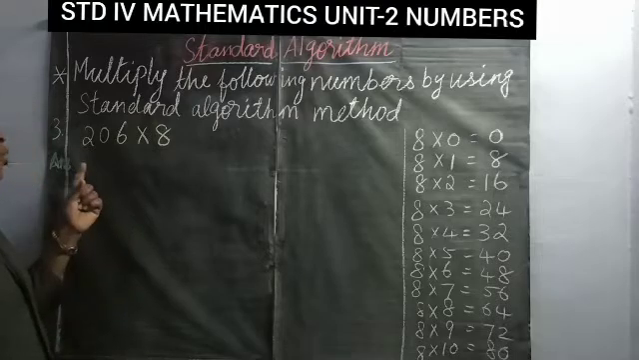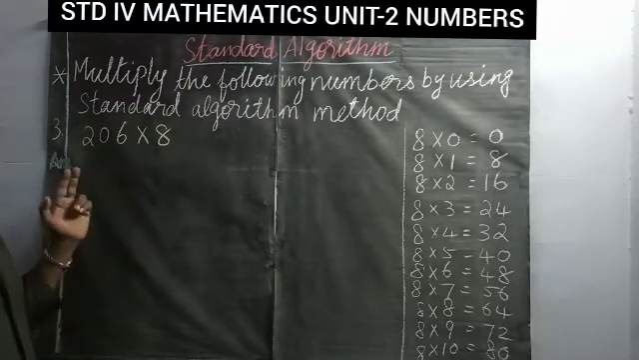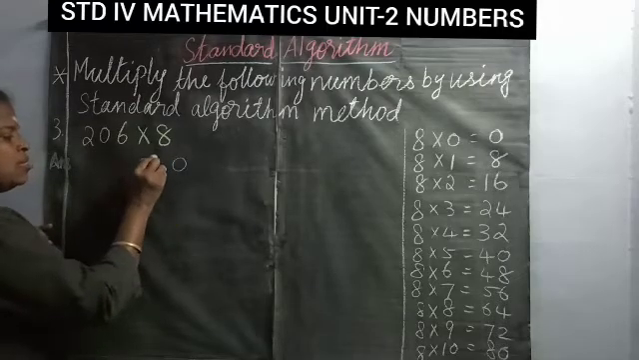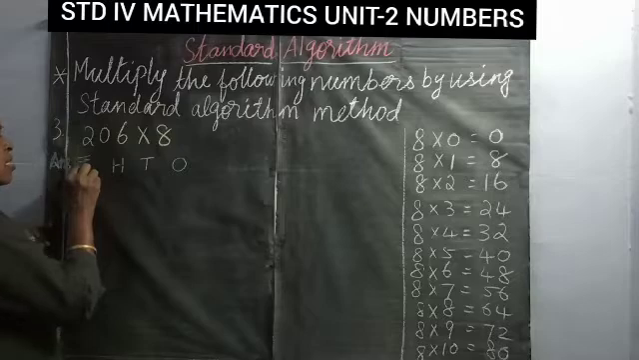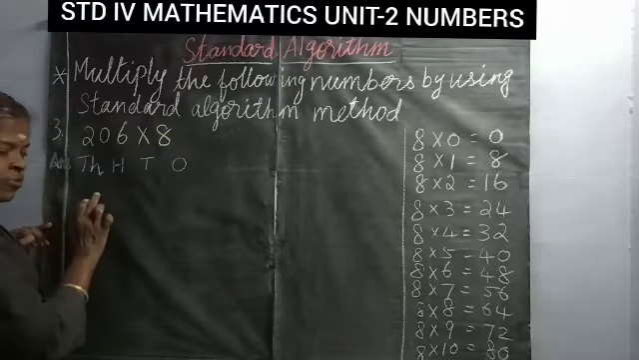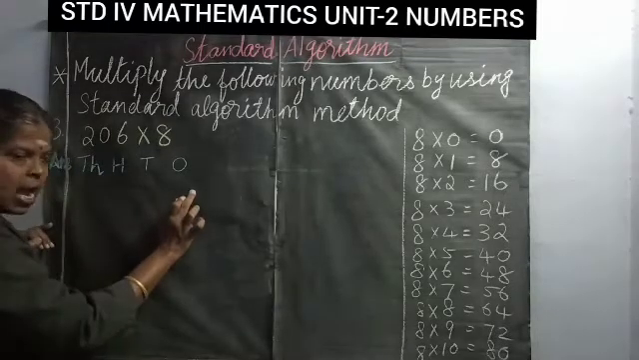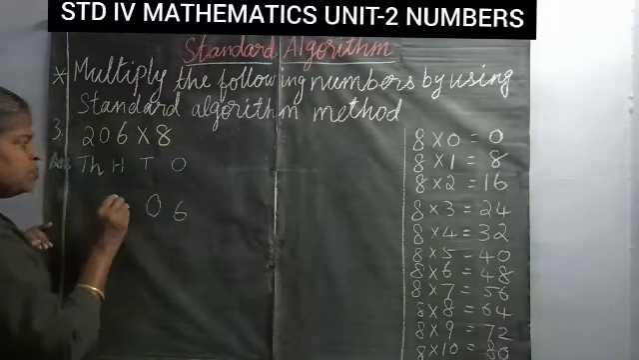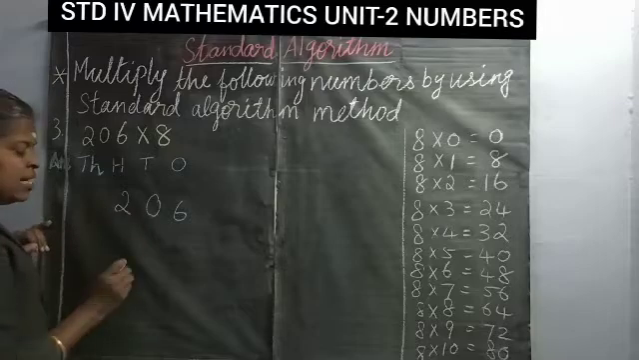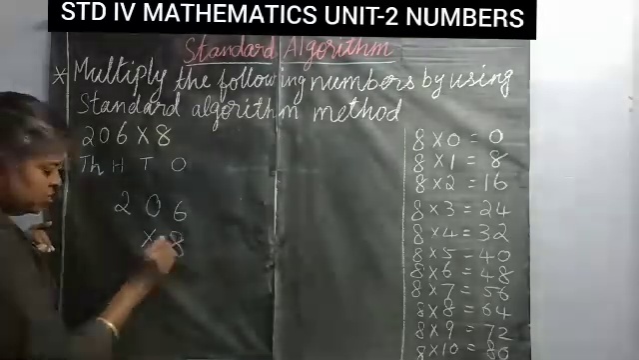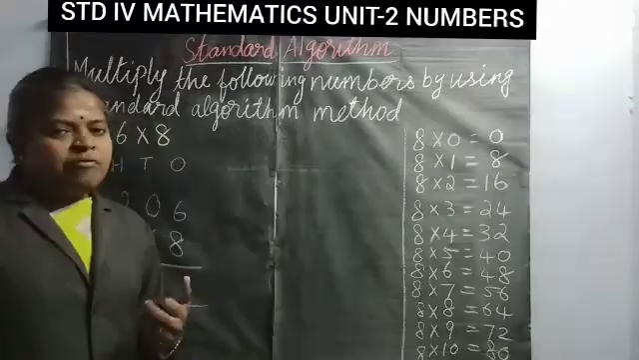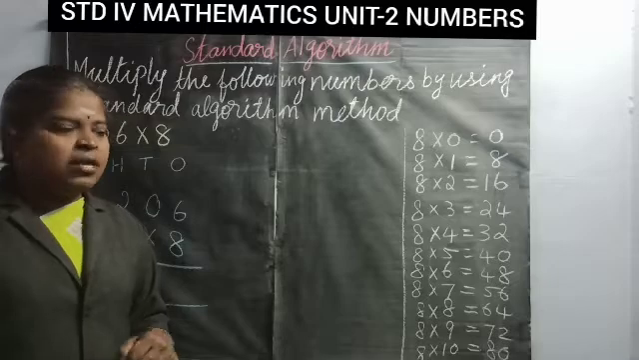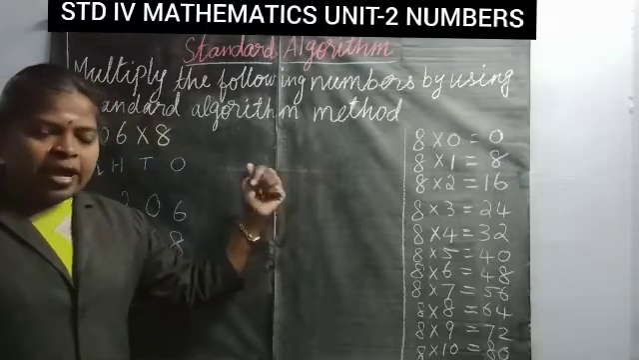Next question, 206 into 8. First we write ones, tens, hundreds, thousands. After that we leave one finger gap. 6 in ones place, 0 in tens place, 2 in hundreds place, into 8. Before doing the sum, we can recollect the 8th table. Can you repeat once again? 8 zeros are 0. 8 ones are 8.